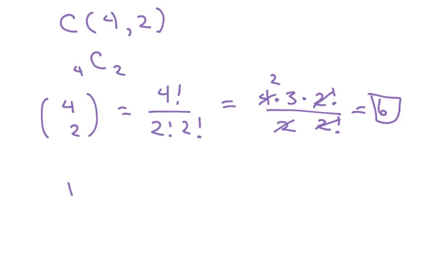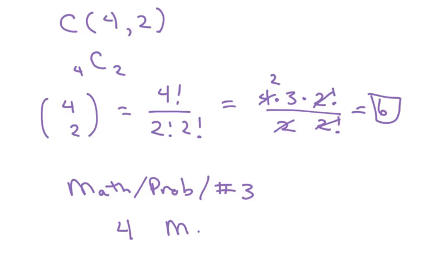To put this in the calculator, depending on which kind you have, I'm just going to tell you where it's at. You go to Math, then you go to Prob, and then it's number 3. If you have the fancy one, you can just type in 4 and 2. If you have the older versions, you would first have to type in 4, then Math, Prob, and then hit number 3, and then you would type in 2. And both of these would give you 6.